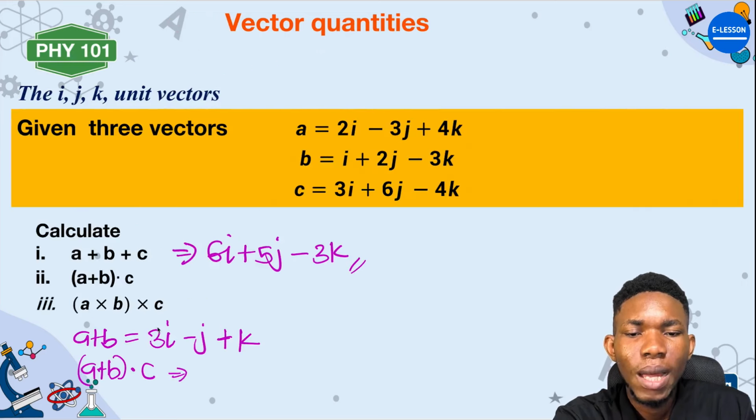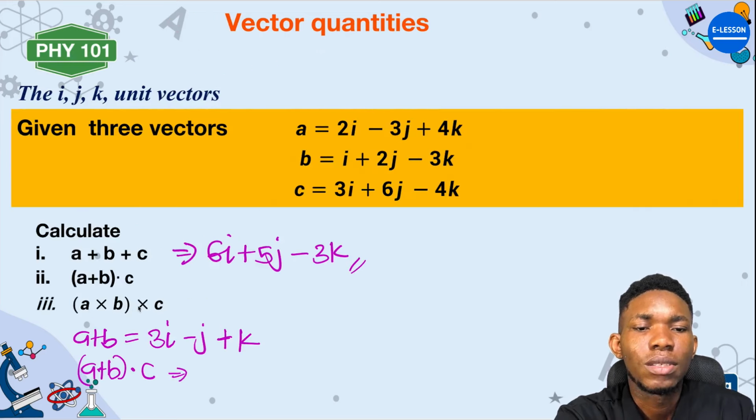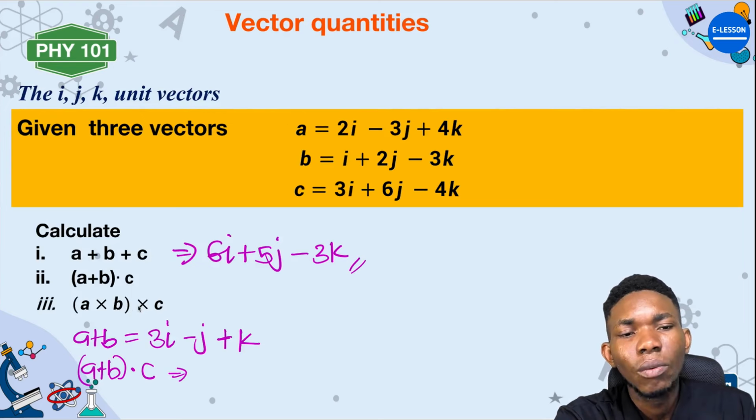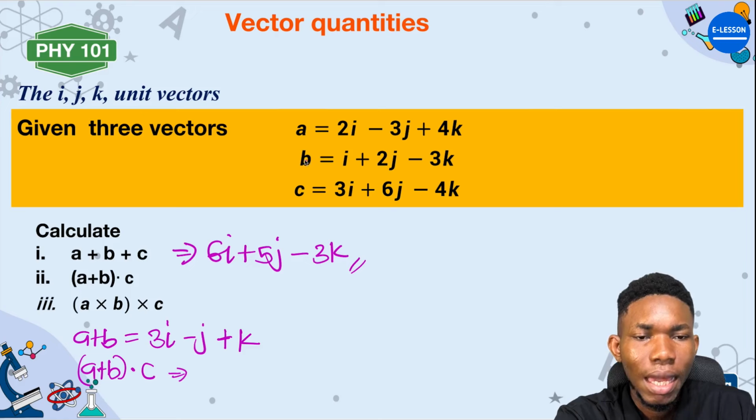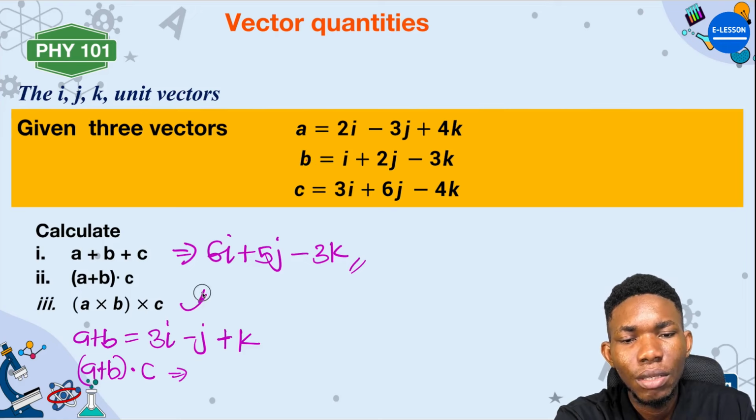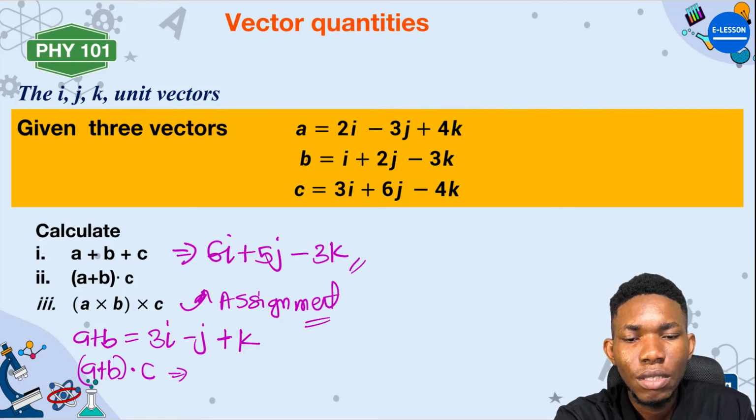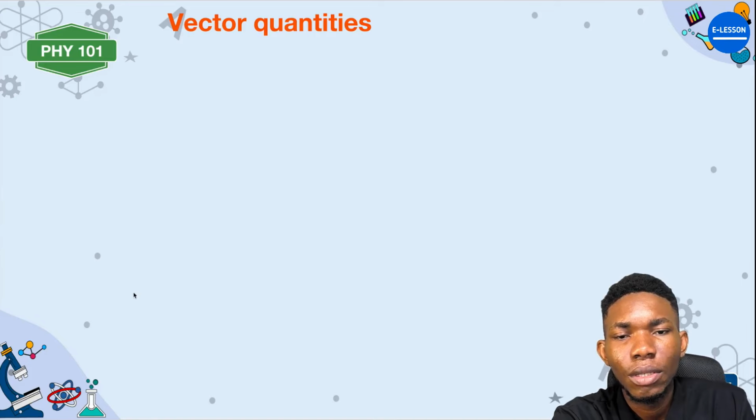Now, you have a question like this: A cross B cross C. What that one means is, first of all, cross A and B. Any answer you get, use it to cross C. That will be your assignment. It's very easy, but if I should do it now, it will take my time, and I don't want that. Let me just start it for you.